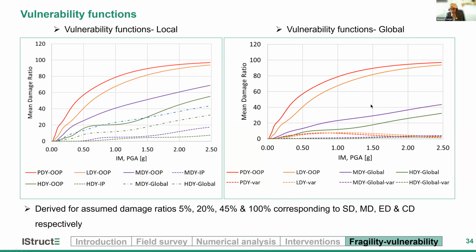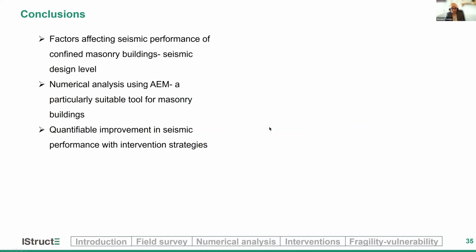vulnerability functions. The figure on the right shows you the global curves for the medium and high design cases, which is generated by combining the in-plane and out-of-plane walls in proportion to their masses. So you can see the improvement obtained from poor design to the medium and high design cases, which is multifold. Just to conclude, from this analysis we have understood and quantified the improvement in seismic performance of confined masonry buildings with each of these interventions that were proposed.